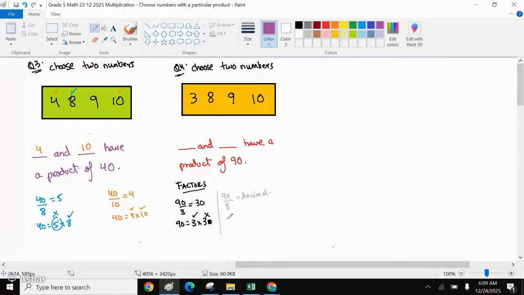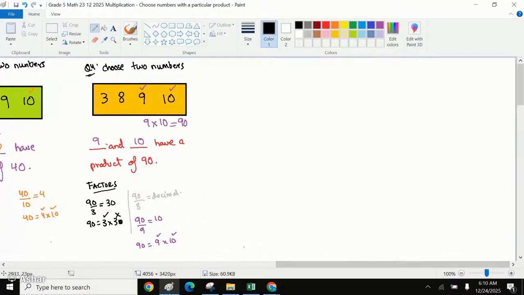Or if we say 90 is divided by 9, that would be 10. So we can say that 90 equals 9 multiplied by 10. Do we have both the numbers in the choices? 9 and 10. So we can say 9 and 10 have a product of 90. That means 9 multiplied by 10 is equal to 90. What we are trying to find are the 2 unknown numbers which will give the product. Okay. Let's look at the next question.